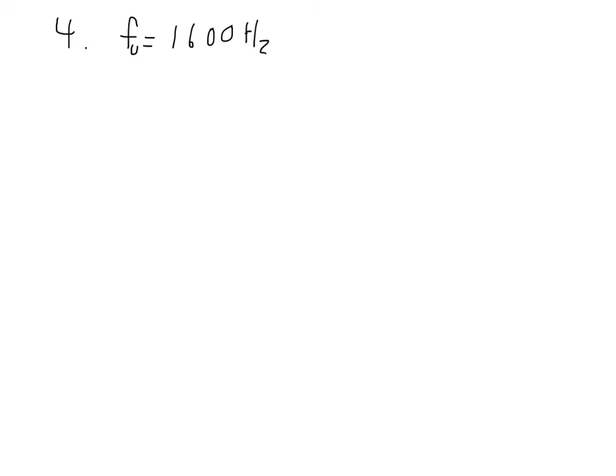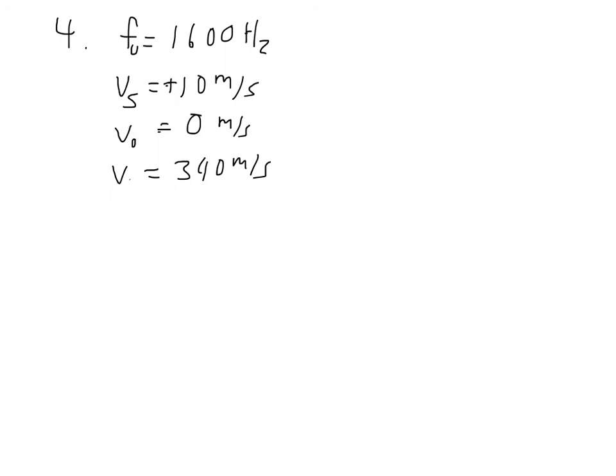We know that the speed of the source, in this case the fire engine, is 10 meters per second, and it's moving toward you, so that's going to be positive. The observer is not given a velocity, so we'll assume that's 0 meters per second. And the speed of sound in air, since we're not given a value for it, we'll just assume it's 340 meters per second. So again, assume that the speed of sound in air is 340 if you're not given it.